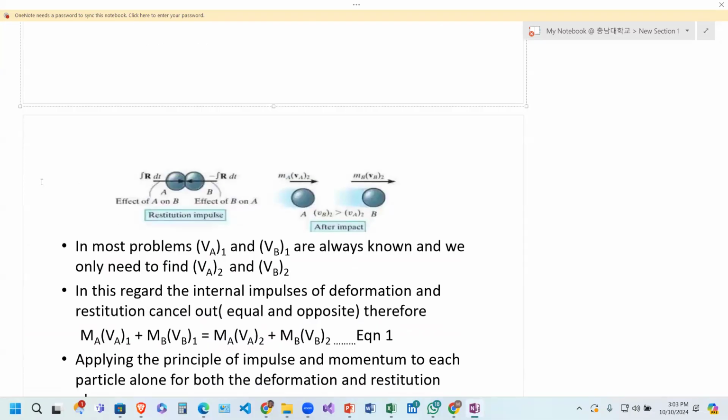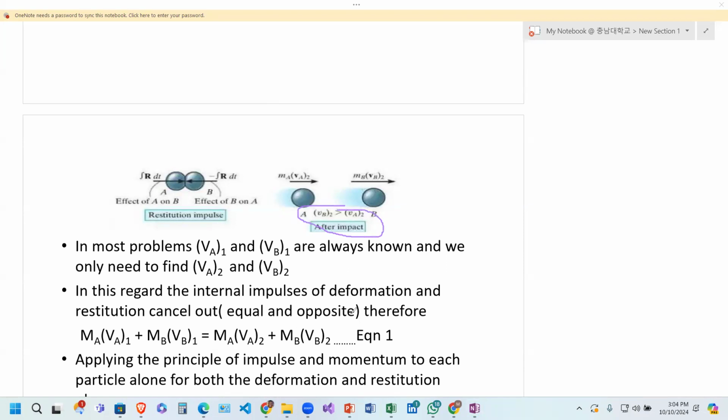So this is just a simple illustration of the restitution impulse. This is when the particles are together, A and B, and we have the effect of A on B and the effect of B on A. That's the restitution impulse, and afterwards these two separate with VA2, the velocity of particle A after collision, and VB2, the velocity of particle B after collision. But you realize that the velocity of particle B will always be greater than the velocity of particle A. So that's what we are trying to explain.